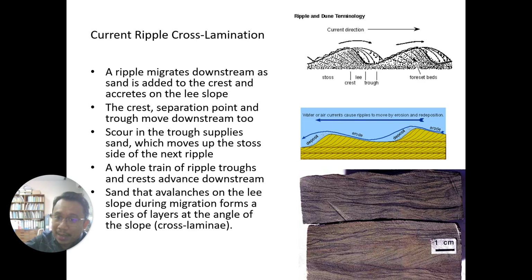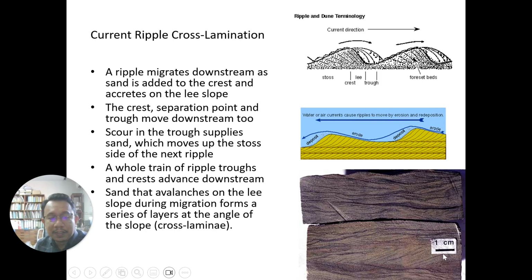So as a ripple migrates downstream, as sand is added to the crest, and it creeps on the lee slope, the crest and trough here move downstream too. The scour in the trough supplies sand, which moves up the stoss side of the next ripple here. And you get a whole train of ripple troughs and crests advancing downstream. Sand that avalanches on the lee slope during migration forms a series of layers at the angle of the slope, and that's how you get cross lamination.